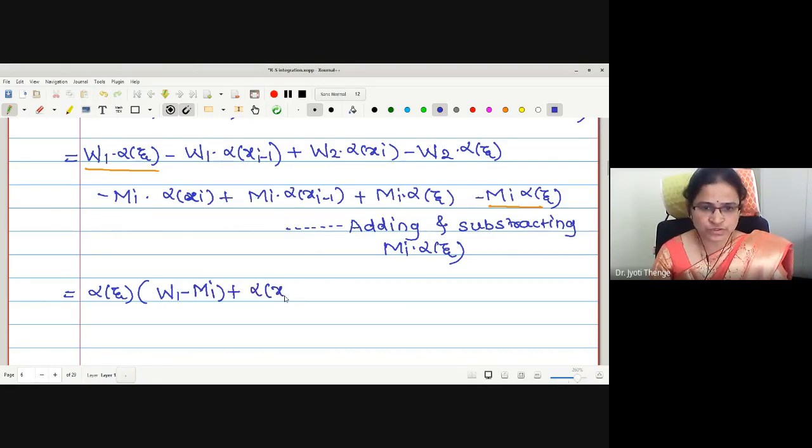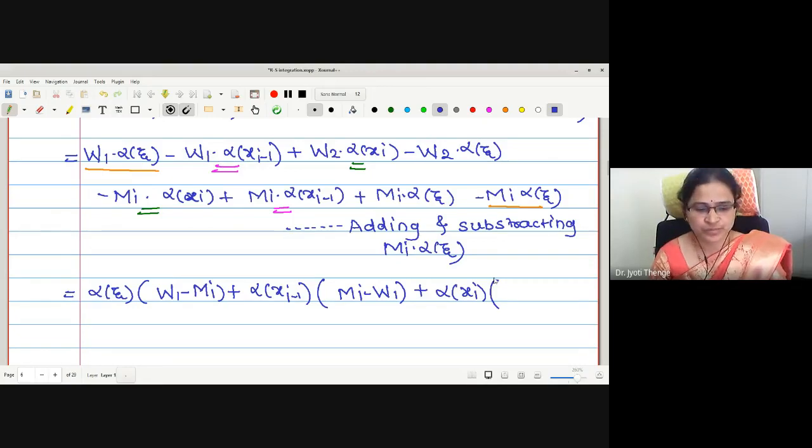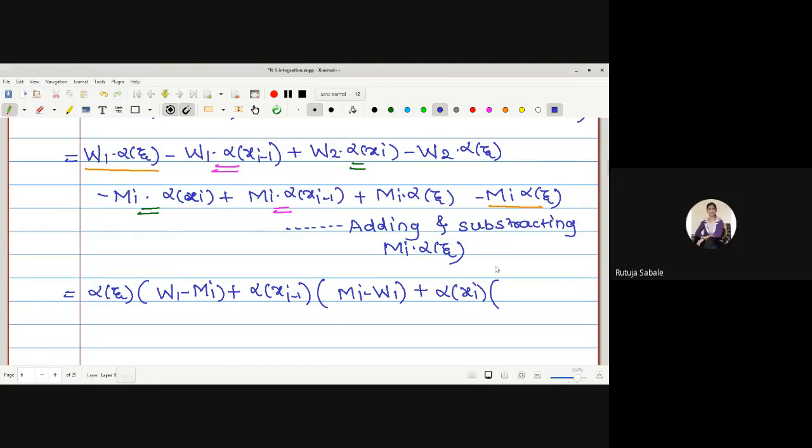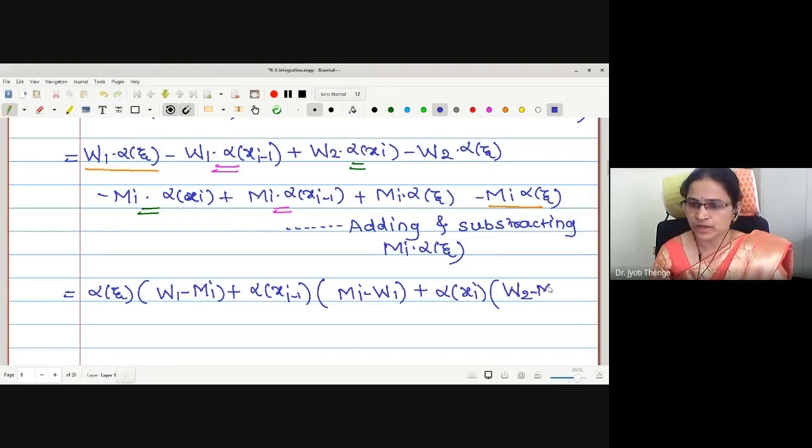Next we will collect the coefficients of alpha xi minus 1. How many terms we have? Alpha xi minus 1, this is one term. Here is another term. What are the coefficients then? Mi minus W1. Correct now? This is mi minus W1. Next, let me collect the coefficient of alpha xi. How many terms do we have taking the terms alpha xi? Here is one term. Here is another term. Therefore, if I take alpha xi common, what are the terms left with me? W2 minus mi. Good. This is W2 minus mi.